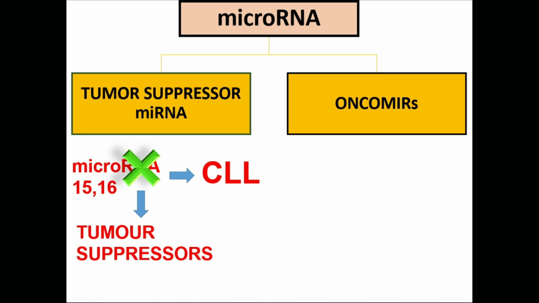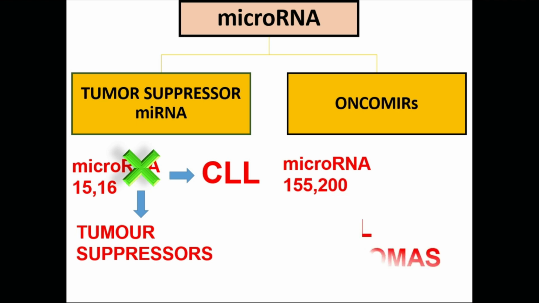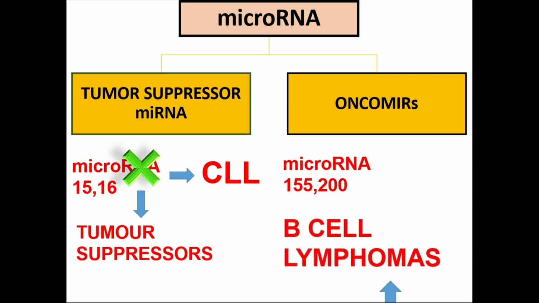What about the bad people, the oncomirs? The numbers that you have to remember for oncomirs are miRNA 155 and 200. So please remember, oncomirs are your bad people. If they increase in your body, it's going to be dangerous. It will result in cancer. So microRNA 155 and 200, these are your bad people, cancer causing, and if their level increases, patient lands up with B cell lymphomas. So these are the two disease correlations of microRNA that all of you have to know.